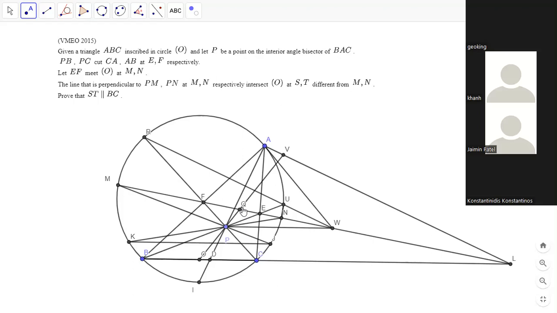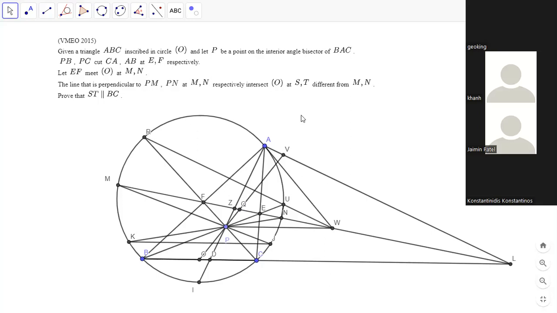FEQW is harmonic. Okay. So when you project from P, you will have PB, PC, PO, and PW is harmonic. So PW must be parallel to BC. Ah, that's really nice. Okay. So since we have PW parallel to BC, I think it's easy to show that PW is the tangent by applying just an angle chase. Okay, that's really nice.